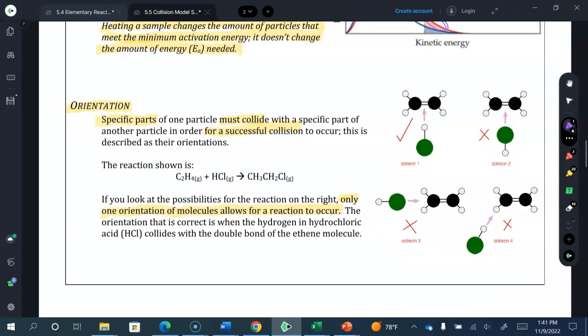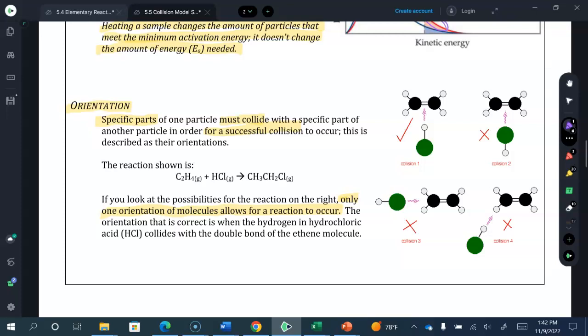Finally, orientation is also key. So specific parts of one particle must collide with specific parts of another particle in order for a successful collision to occur. So that means a reaction happens. This is described as their orientations, right? So if you're trying to give somebody a high five, you guys kind of have to be pointing the right direction in order for that high five to be successful.